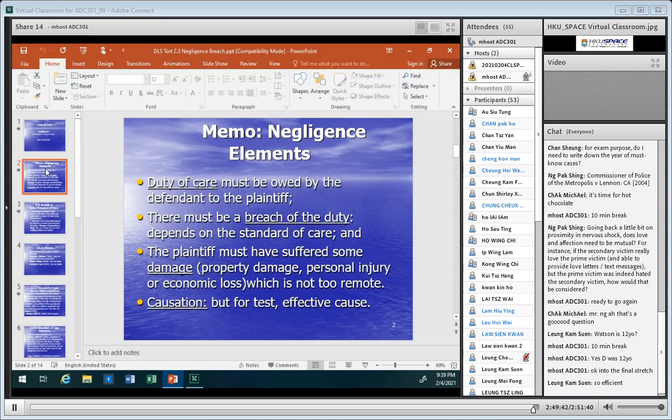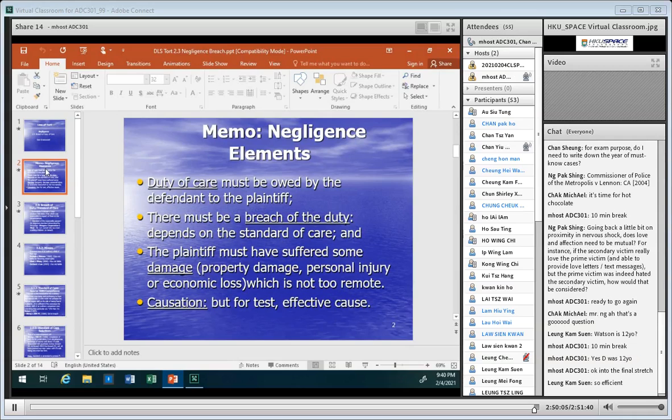When it comes to breach, I think Wishing Long Hong's a good one too, because the facts are easy to understand. The standard of care of a reasonable employer, okay, in the circumstances, a reasonable employer would have provided more watches or torches for the employees in those circumstances. Okay, so there you are.